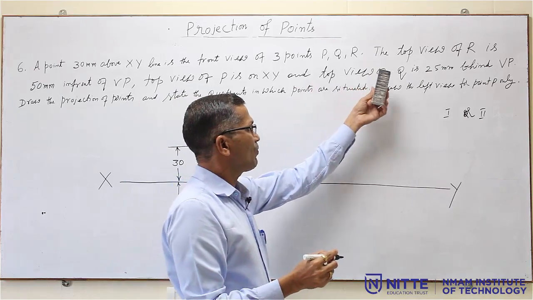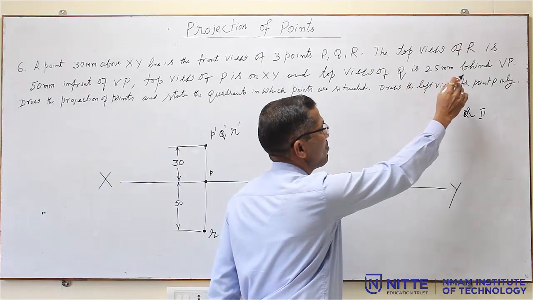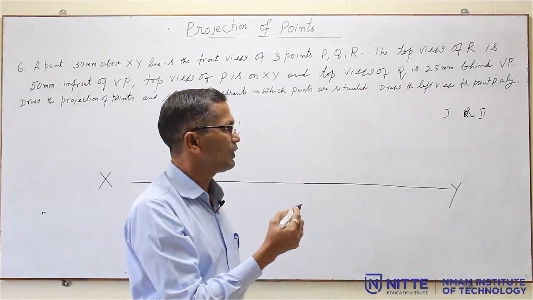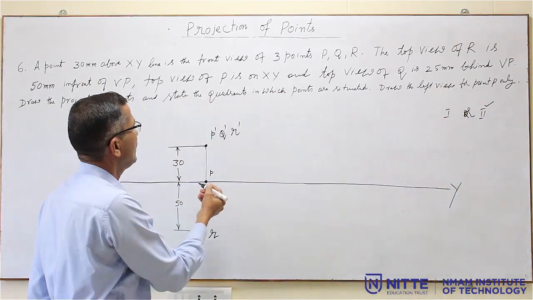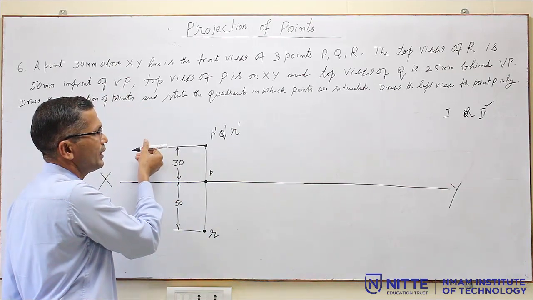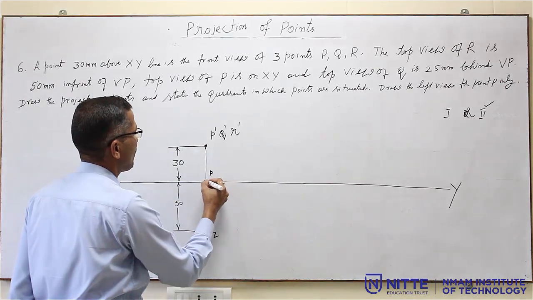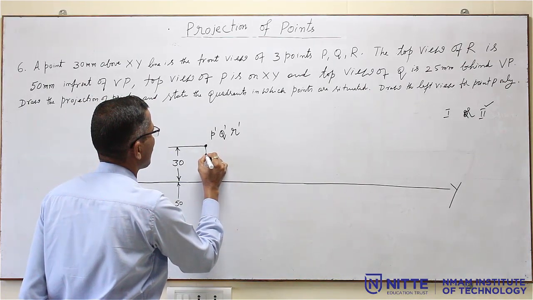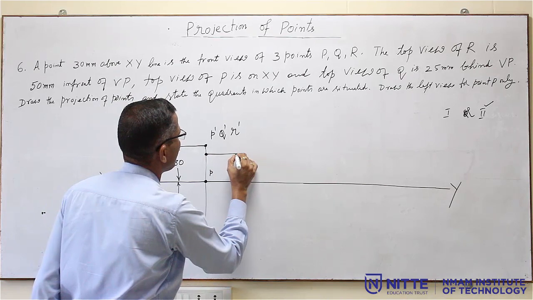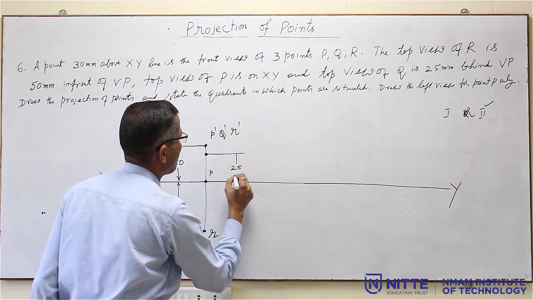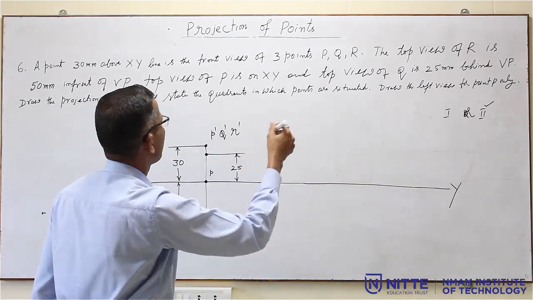And the top view of Q is 25 mm behind VP. Behind VP means which quadrant does it belong to? It has to belong to the second quadrant only. Second quadrant means both VP and HP are above the xy line. So, VP is already here, HP is also above the line. How much distance? It is 25 mm. From the xy line you measure a distance of 25 mm and mark the point. This is 25 mm. And name that point as Q.